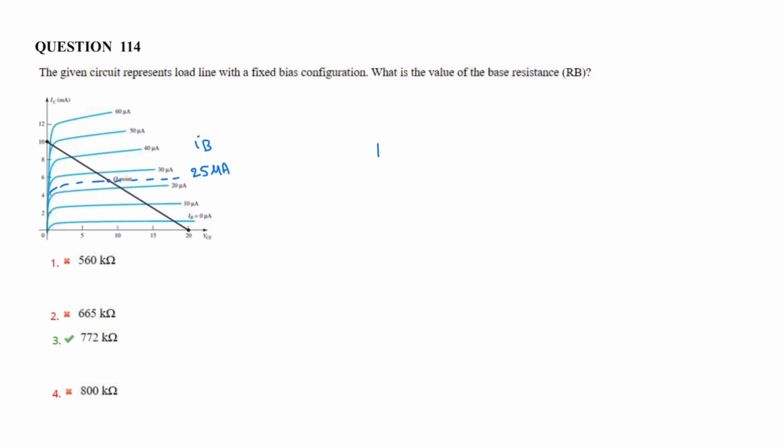So from this, the base resistance RB for a fixed bias circuit is VCC minus VBE, the base emitter voltage, divided by the base current IB. That is, VCC is 20 volts and VBE is 0.7 volts, divided by the base current IB.